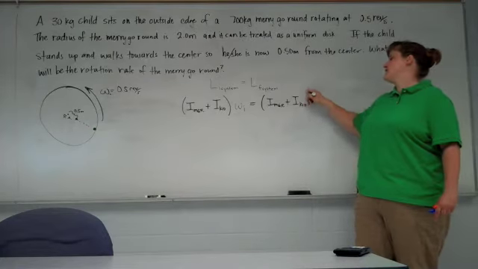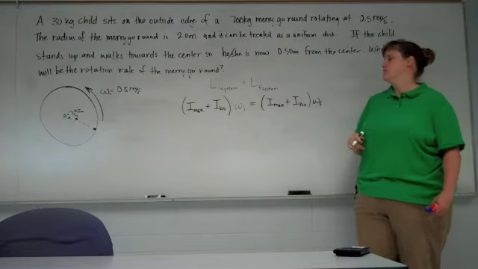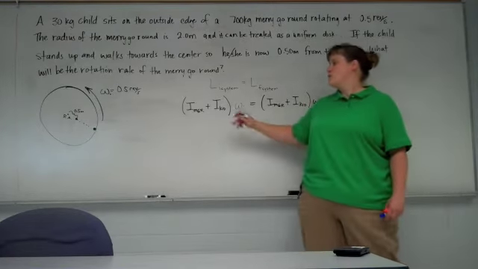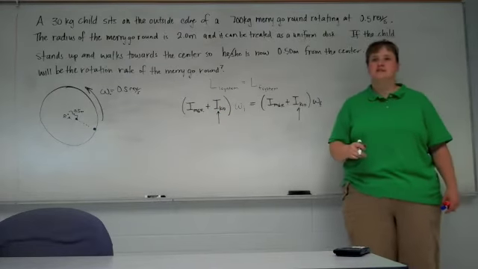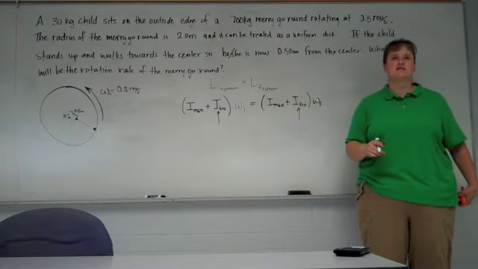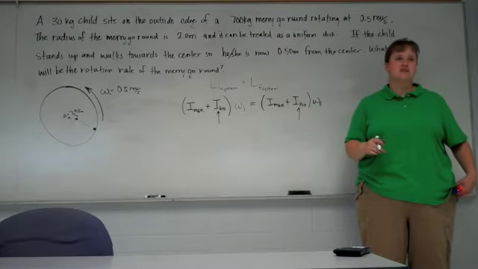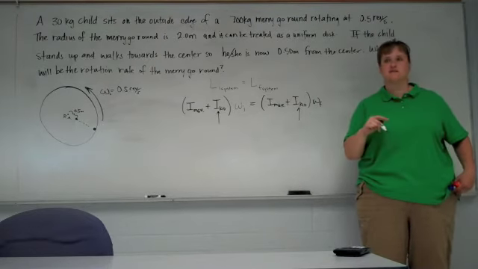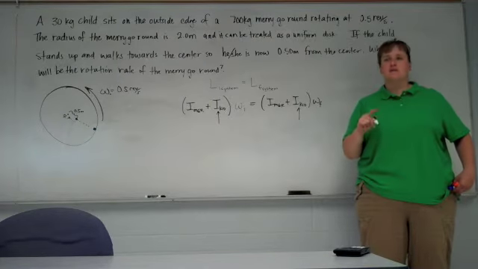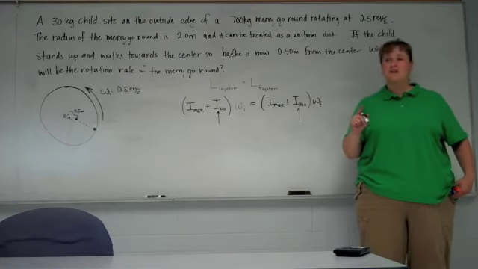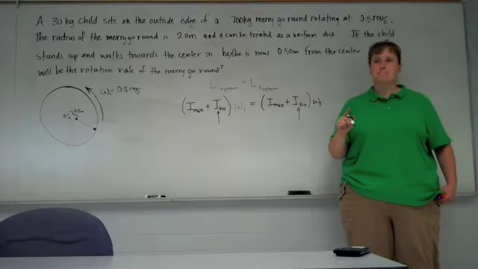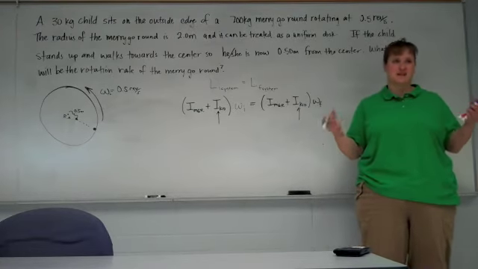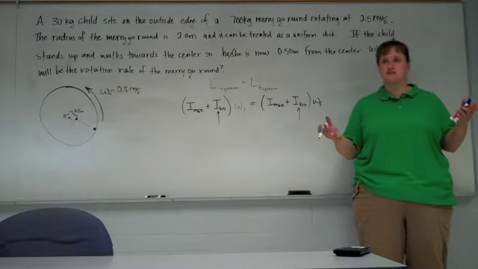The equation looks the same. What's changing is the moment of inertia of the kid. That's changing from beginning to end. The moment of inertia of the merry-go-round is not changing. Merry-go-round has a set mass, it has a set radius, it has a set moment of inertia. Okay?